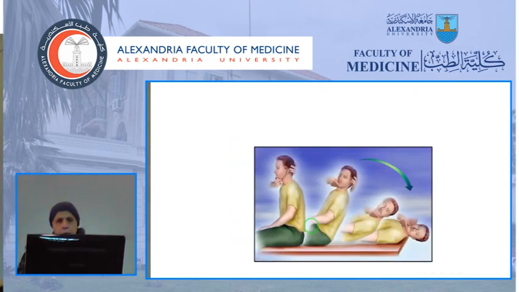As you can see, the patient sits and then you bring him down to this position to see the nystagmus. If it occurs, then this is benign paroxysmal positional vertigo. If it does not occur, you don't have any positional nystagmus.